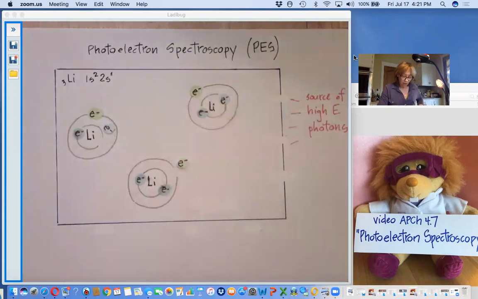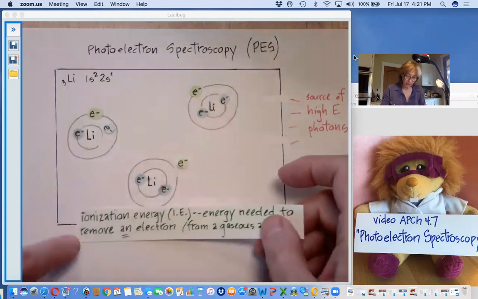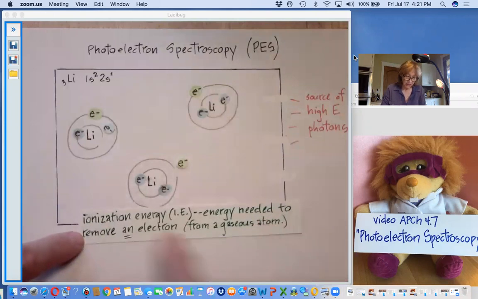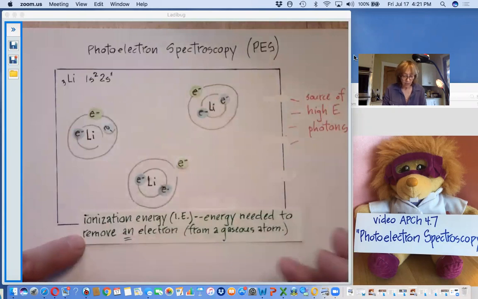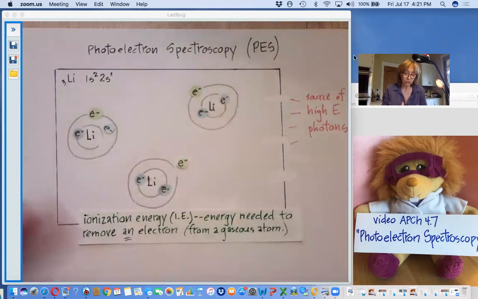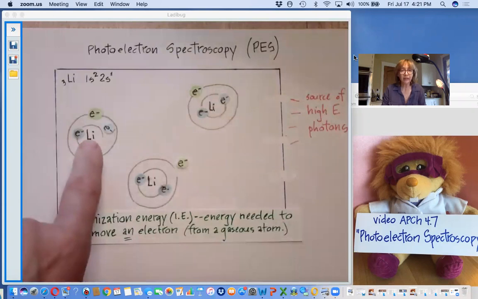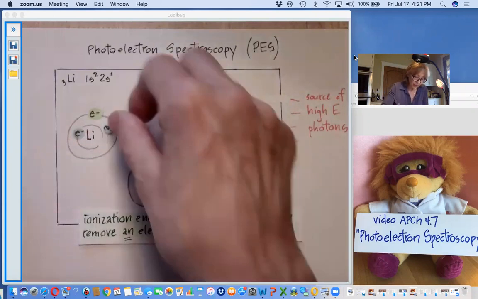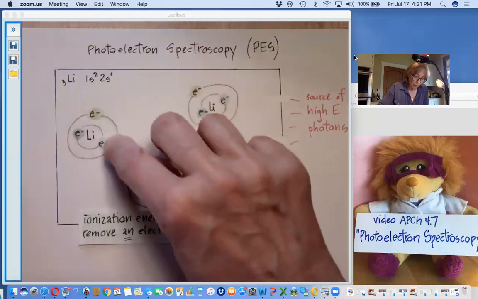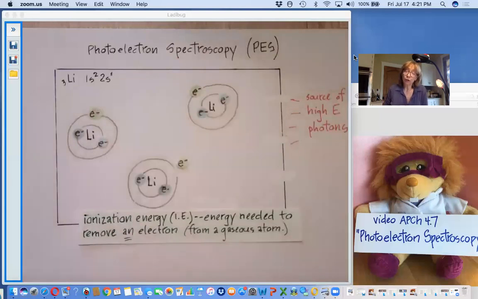So you remember we've talked about ionization energy, which is the energy needed to remove an electron from an atom. Of course, energy is needed because Coulombic attraction between the positive protons and the negative electrons is holding them in place. We learned in an earlier video that the photoelectric effect showed us that photons that had enough energy could dislodge an electron from an atom. That's what's going to happen inside this device.